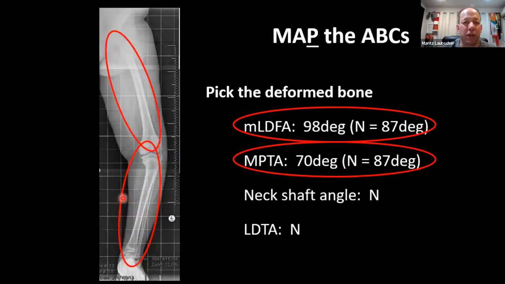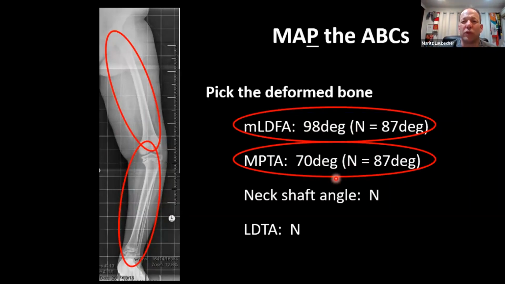So here you can see the deformed bone, step 3. Both the femur and the tibia are deformed because the mechanical lateral distal femoral angle is 98, should be 87, and the medial proximal tibial angle is 70 degrees. Normal neck shelf angle, normal lateral distal tibial angle. So both the femur and the tibia are abnormal. Let's start with the femur.